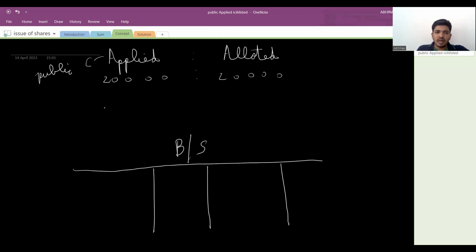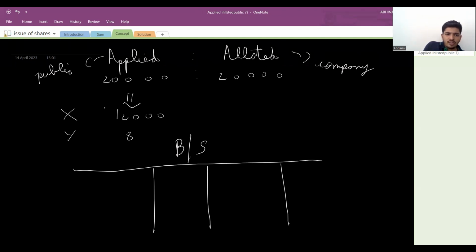Now, this applied means the public applied for 20,000 shares. And the company allotted 20,000 shares. Allotted, issued, same thing. For now, you keep that in mind. Allotted and issued are the same. This is the first step you need to write before solving any question. Now, for better clarity, you write out of the public who applied, out of the 20,000, X applied 12,000 shares and Y applied for 8,000 shares. Correct. Now, next part.